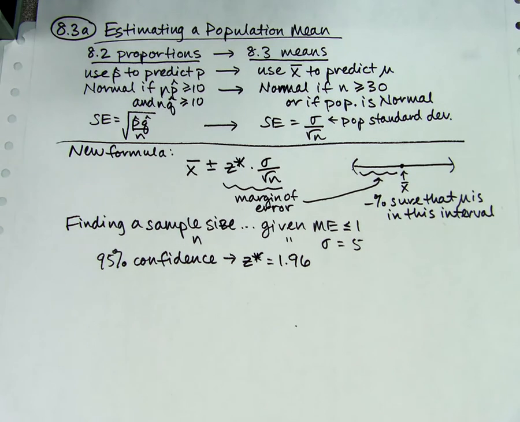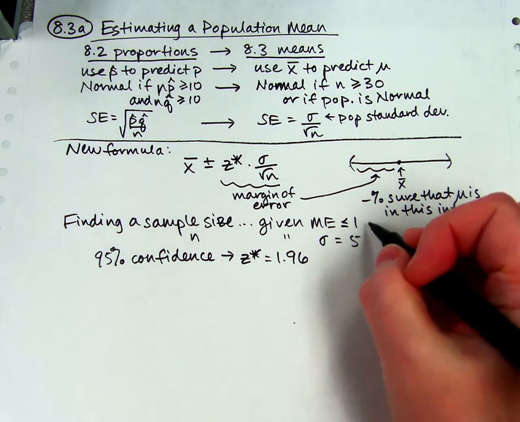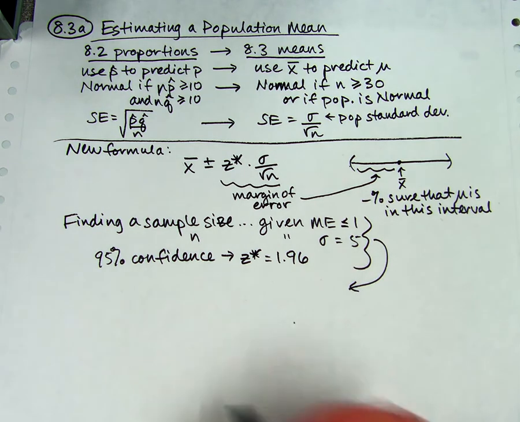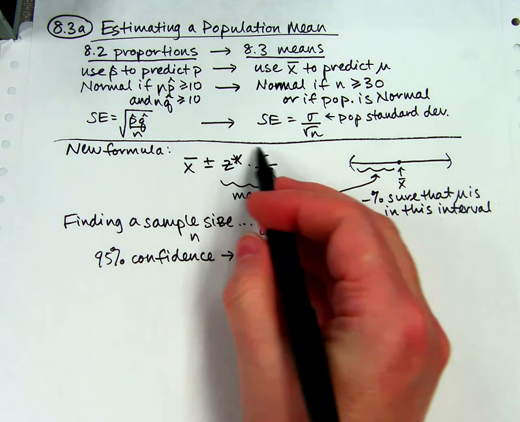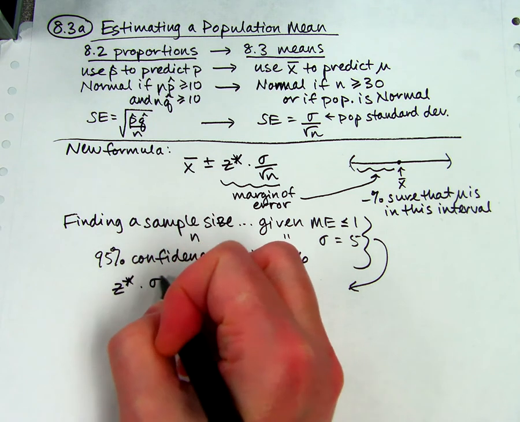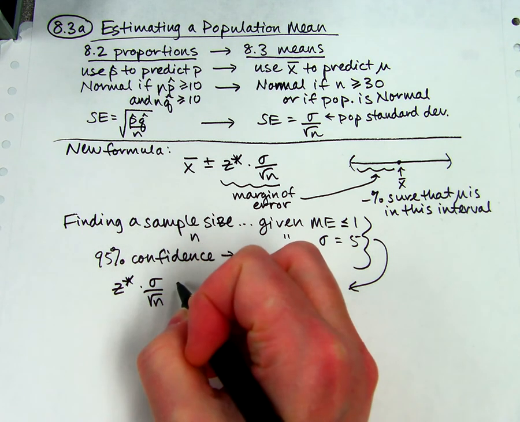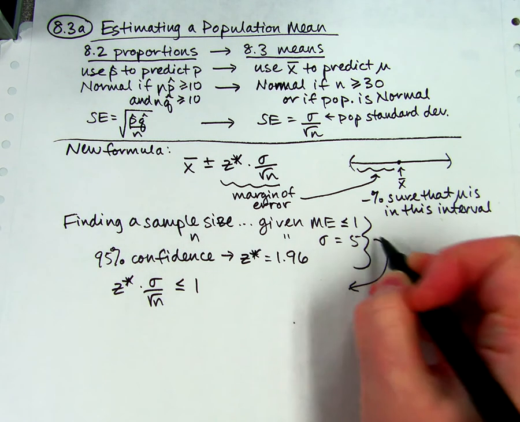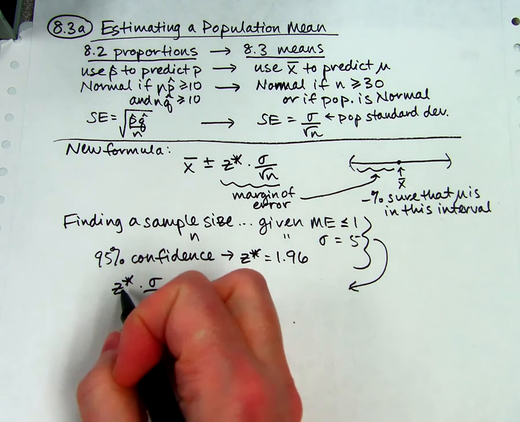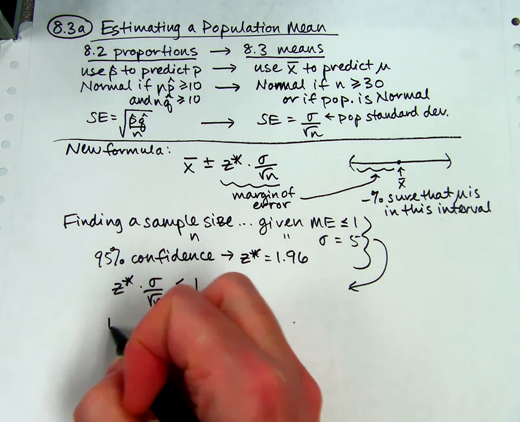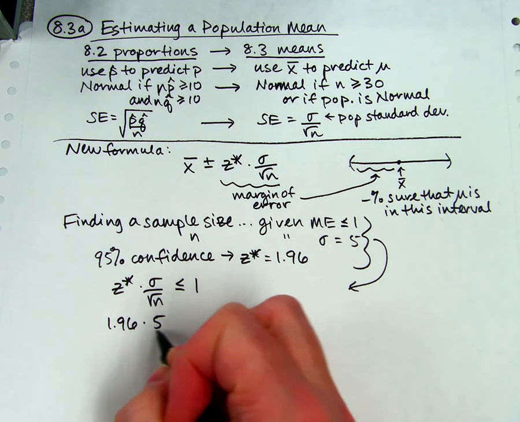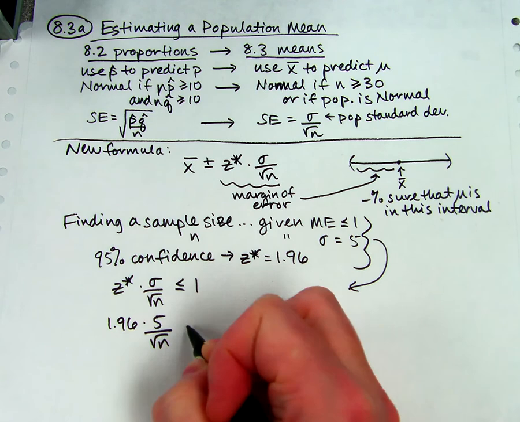So z star is 1.96, and I'm going to take all of this information and plug it into the formula for margin of error. So my margin of error formula is z star times sigma over square root of n, and it has to be less than or equal to 1. They told me that's my margin of error. And so let's start plugging things in. We know what z star is. It's 1.96. We know what sigma is. It's 5. And then square root of n is what we don't know.